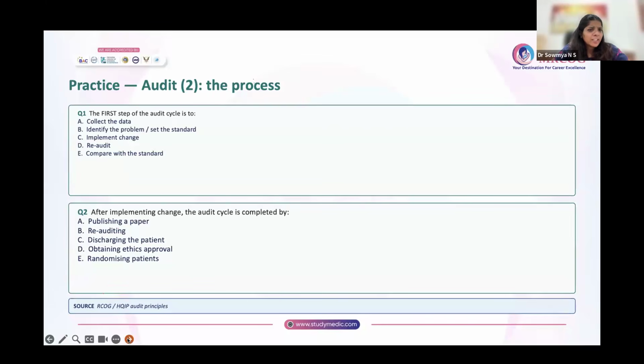A few questions. First step of the audit, ideally, you have to identify the problem and set the standard. Because without identifying the problem, why do you need to do an audit, correct? So the rest of the things come after; this is the first step. Then collecting the data. First step is identifying the problem, then collect the data, compare with the standard, implement change and re-audit. That's how the cycle goes, if you remember.